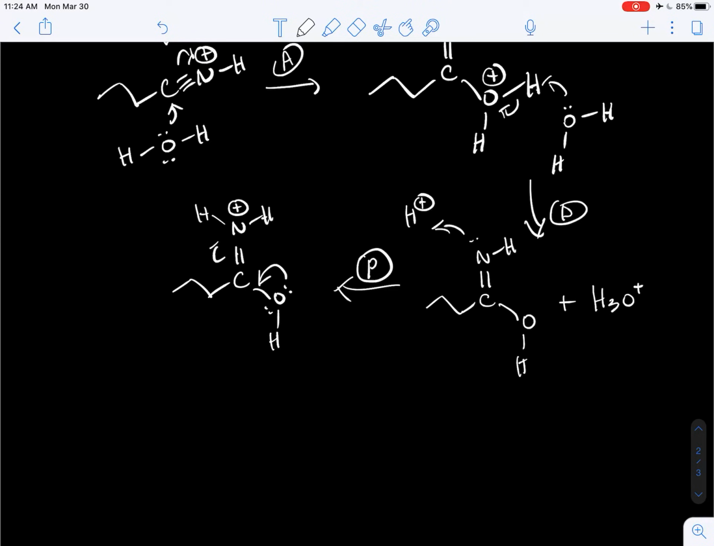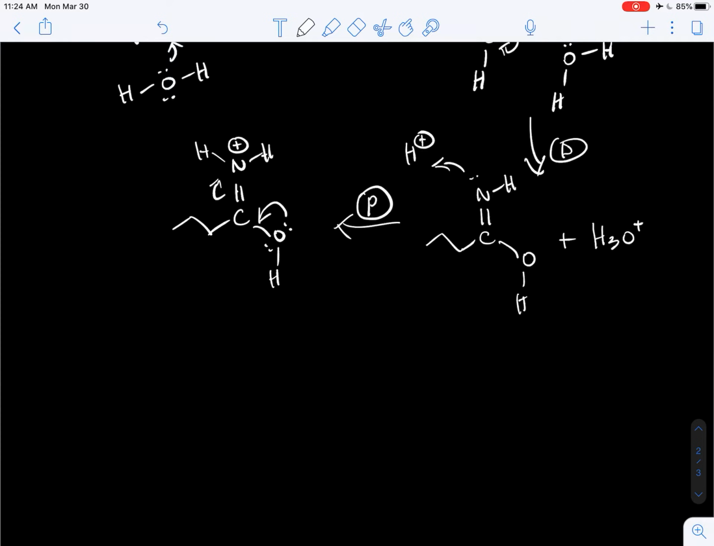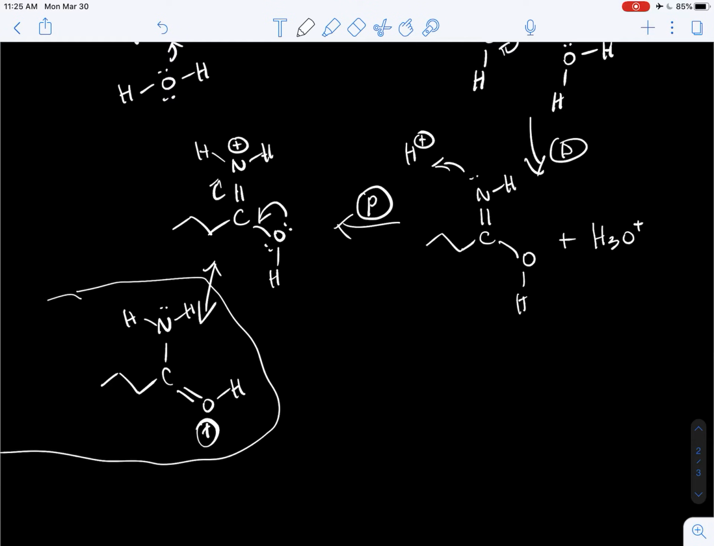We can draw a resonance structure here. We don't need to show this step, but I just wanted to show you that this now is looking a lot like a carboxylic acid. I'll just put this off to the side here, and that's the resonance structure.